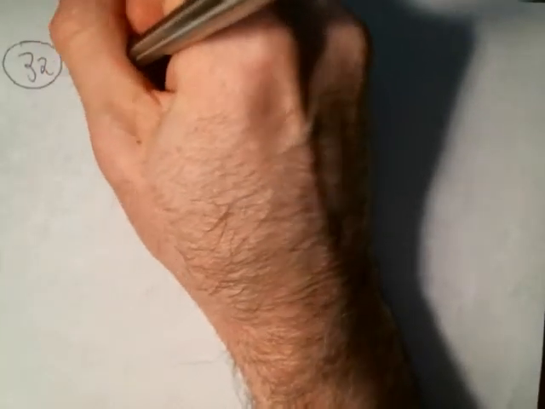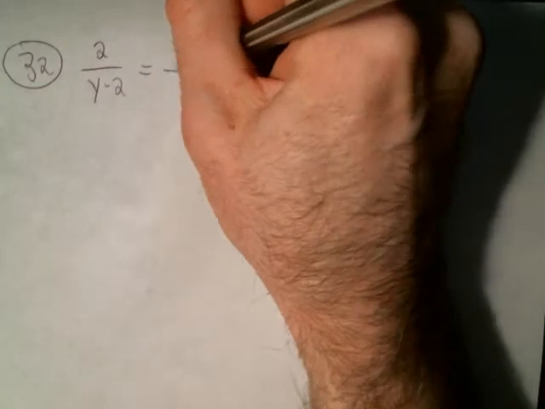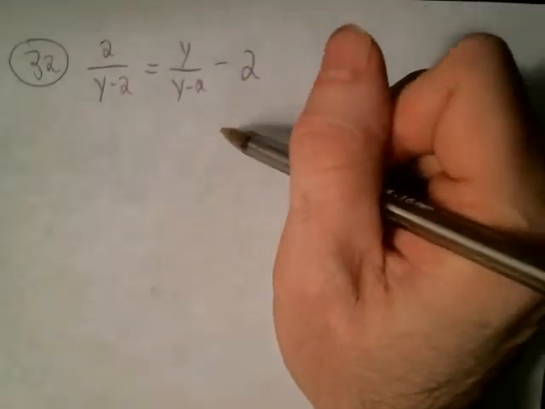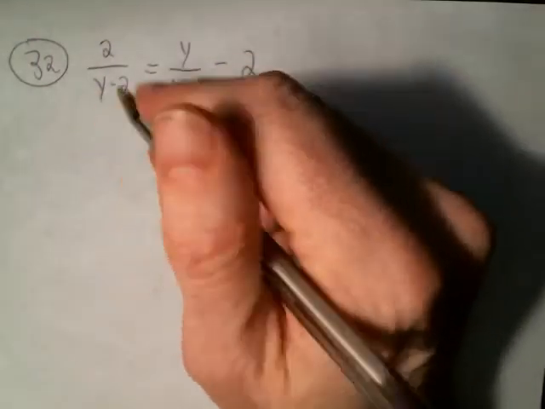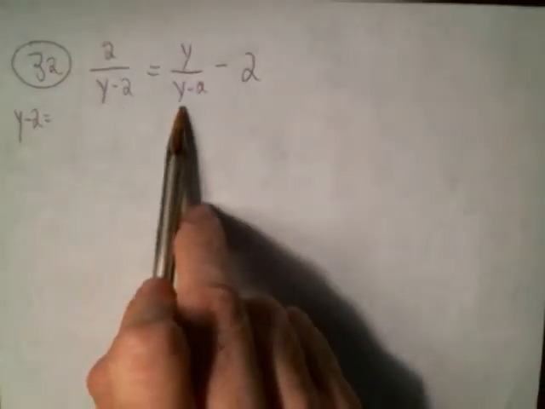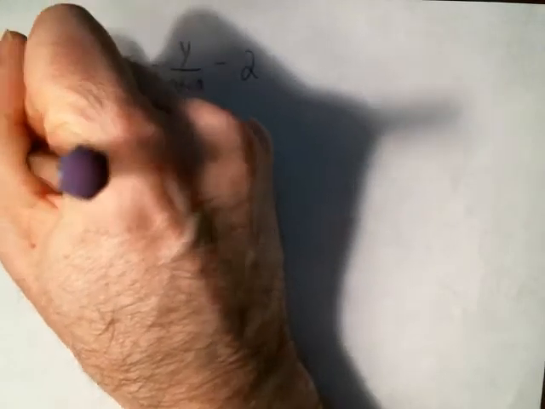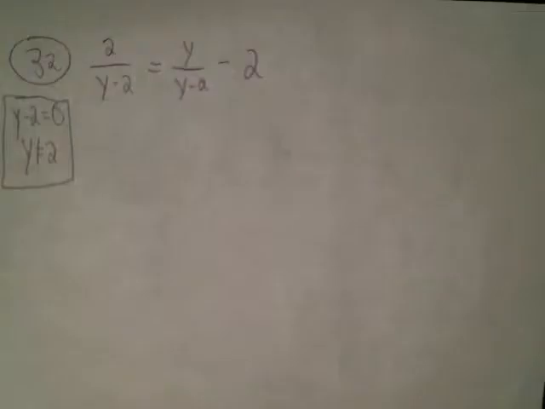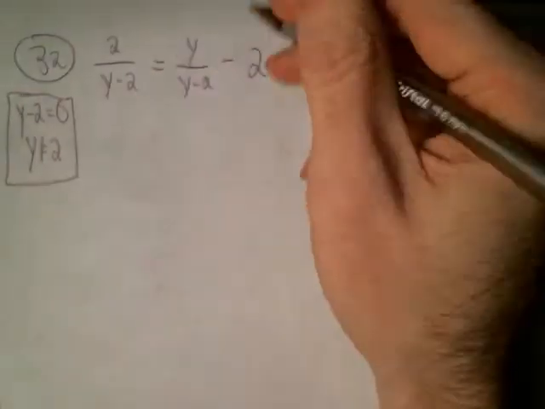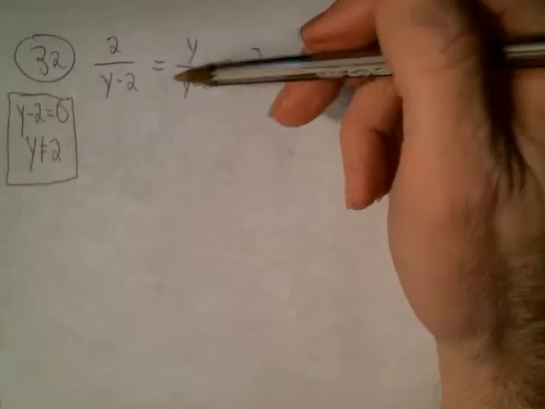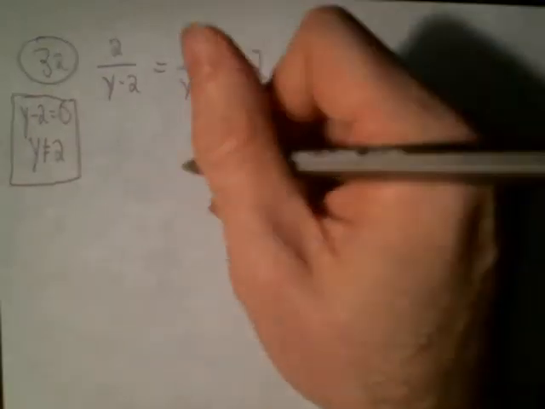So we have 2 all over y minus 2 equals y all over y minus 2 minus 2. So the LCD, well, let's get the restriction first, right? You have to take the denominator and set it equal to 0. We can't have this y minus 2 equaling 0, or this one. So the thing that would cause that would be 2. So we know y can't be 2. Okay, then I need to multiply both sides by the LCD of the fractions. It already has a common denominator. It's just y minus 2.